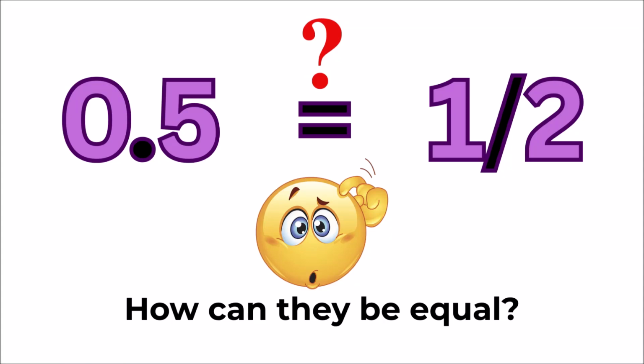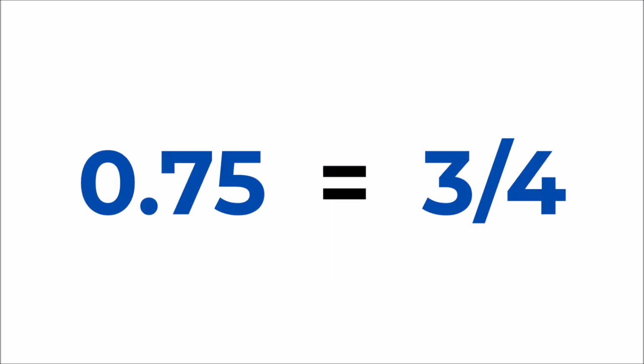0.5 and 1 over 2. They look completely different. One is a decimal, the other is a fraction. So, how can they possibly mean the same thing? And if that is true, then how does something like 0.75 become 3 over 4?